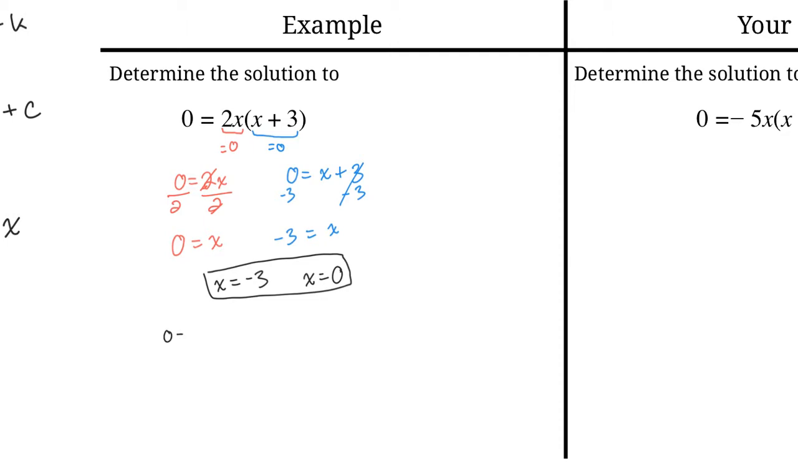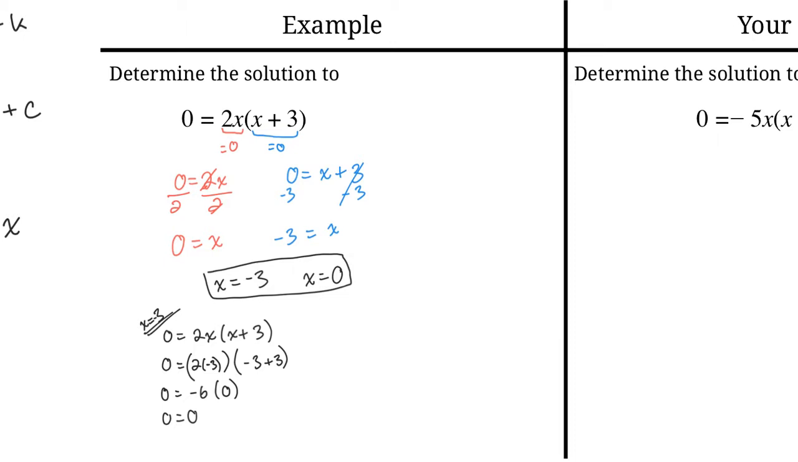So our equation is 0 equals 2x times x plus 3. Now what happens if I plug in negative 3 for x? We're going to get 0 equals 2 times negative 3 times negative 3 plus 3. Now 2 multiplied by negative 3 is just negative 6. And then in these brackets, negative 3 plus 3, well, that's just 0. And we know that negative 6 times 0 is equal to 0.